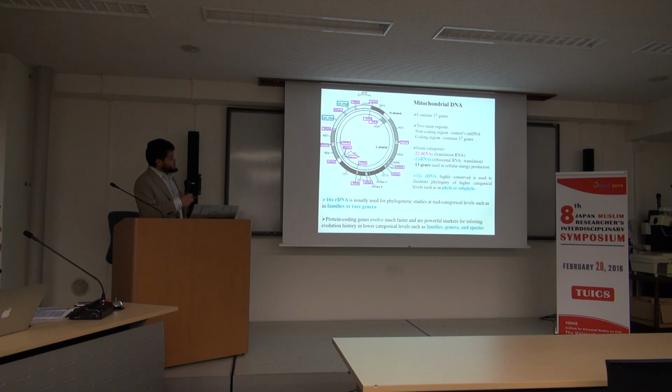But the protein coding genes, there are around 37 genes. These protein coding genes evolve very fast. That is why this portion is used for phylogenetic study at the very lower categorical levels, such as species and genus level.